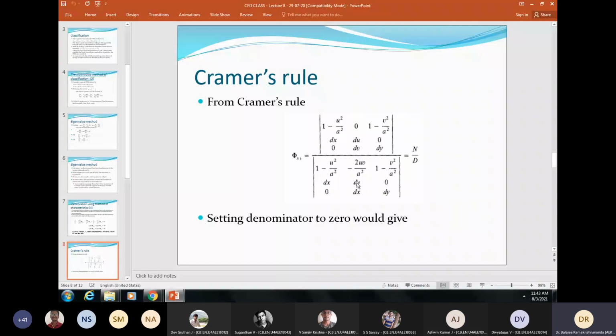Now we are taking the phi xy case only. Phi xy can be determined like this using Cramer's rule. This is known as Cramer's rule, a shortcut to find this. It has a numerator by denominator. Now phi x is u, so phi xy can be taken as dou u by dou y.